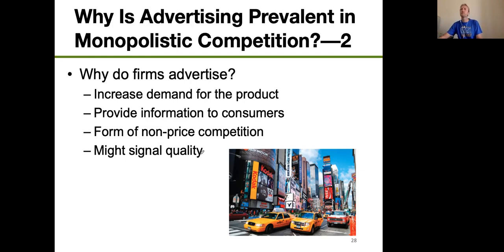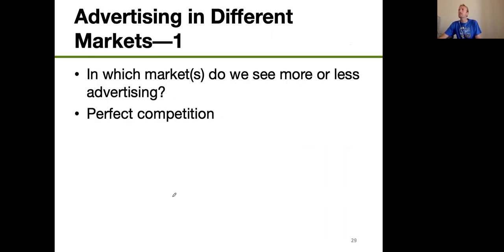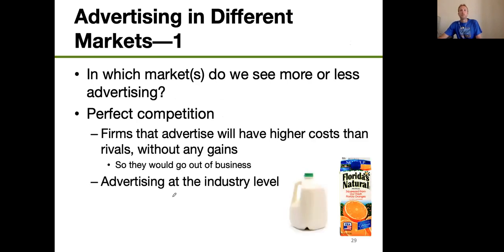All right, so now that we kind of think about the different reasons for advertising, let's go back to that other question. In which markets do we see more or less advertising? In perfect competition, there's no reason for it. Firms that advertise will have higher costs than rivals and there's no gains, so they'll go out of business. Now, sometimes in perfect competition, you might see advertising at the industry level. So this is really interesting. If you ever see advertising at the industry level, not for a firm, but for a product or a whole industry, it's a good signal that this is probably pretty close to a perfectly competitive industry.